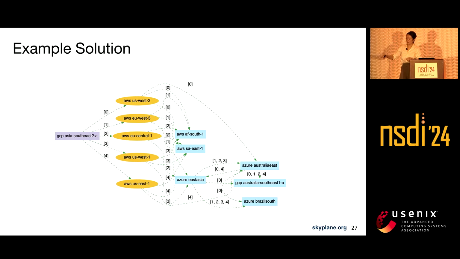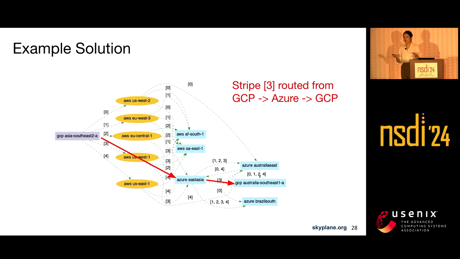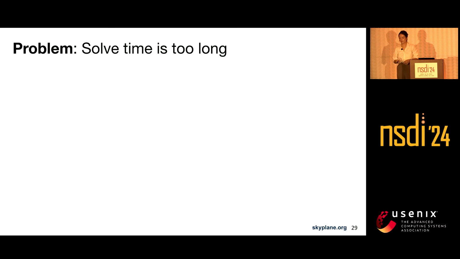And it routes through a bunch of different overlay regions and then makes sure that eventually every single stripe arrives at each of the destinations. What's kind of strange about this example, and there are a lot of strange solutions that happen, is that stripe 3 is routed from GCP out to Azure and then back into GCP, which at first glance would seem inefficient or wrong, but we looked very carefully and it's not wrong. So you get a lot of really strange solutions like this because of the pricing models of clouds.